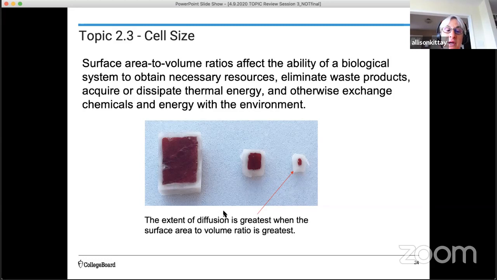I know that Ms. Pfizer is going to go over this with you tomorrow in your review lesson, but this is just an image right now to show you that the extent of the diffusion of that white part of this cube is the greatest in the smallest cell, and that's because it has the largest surface area to volume ratio.